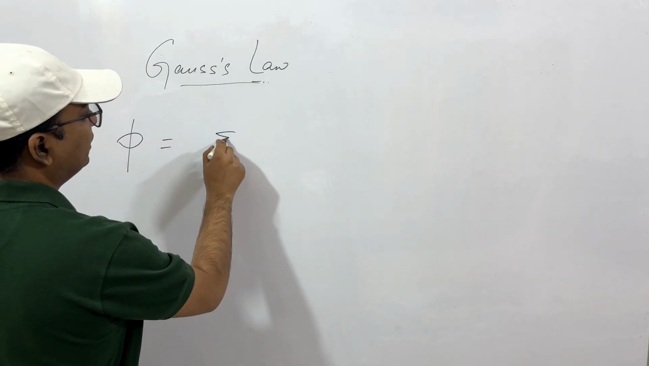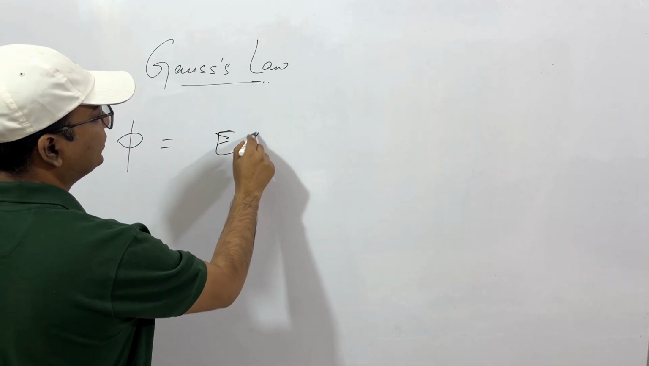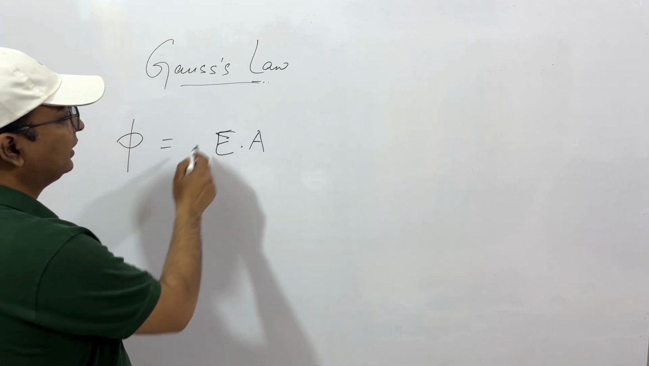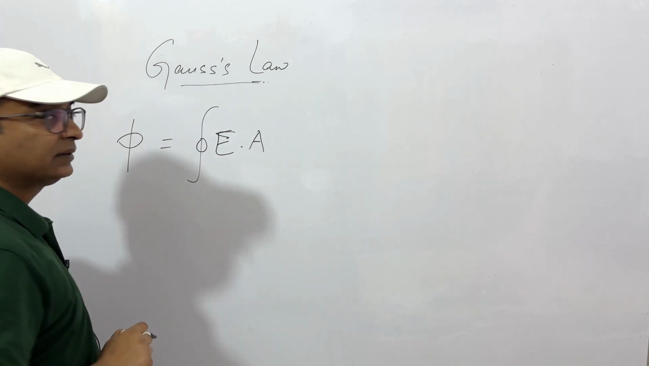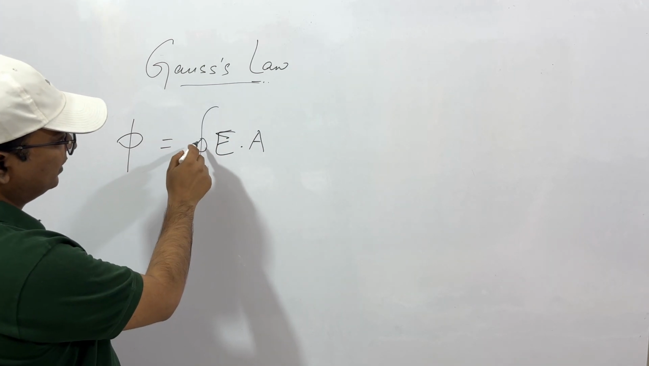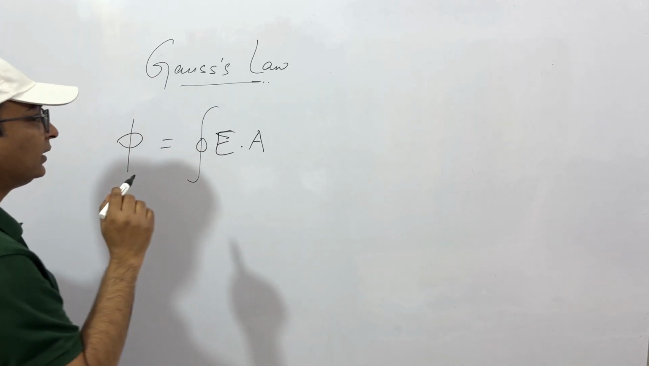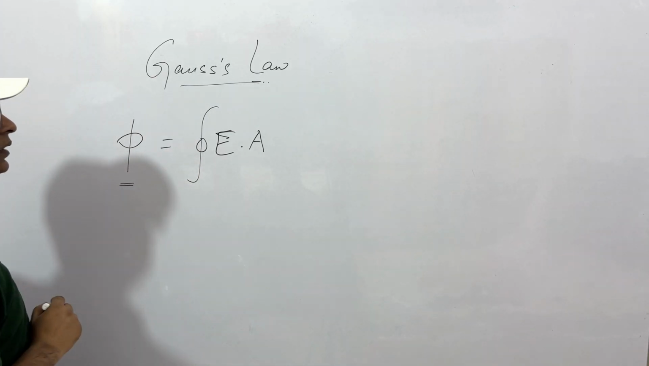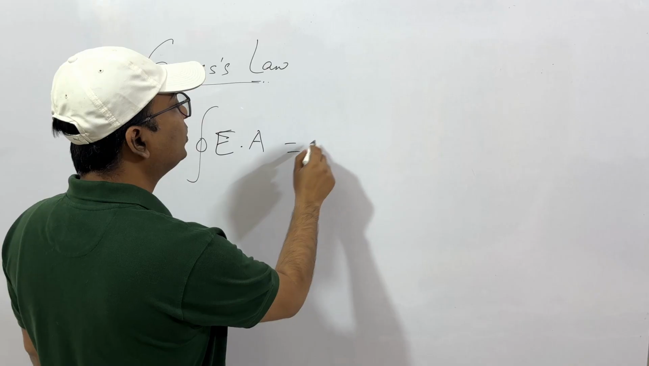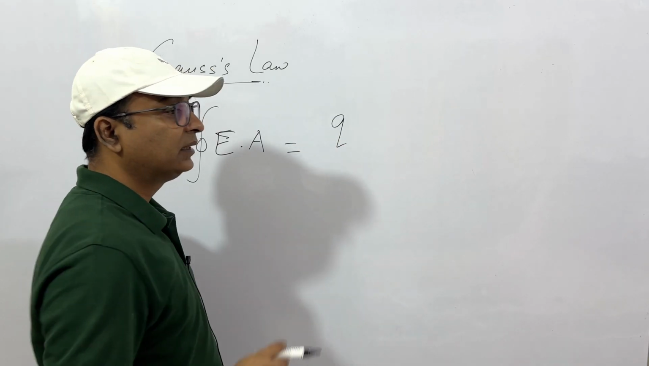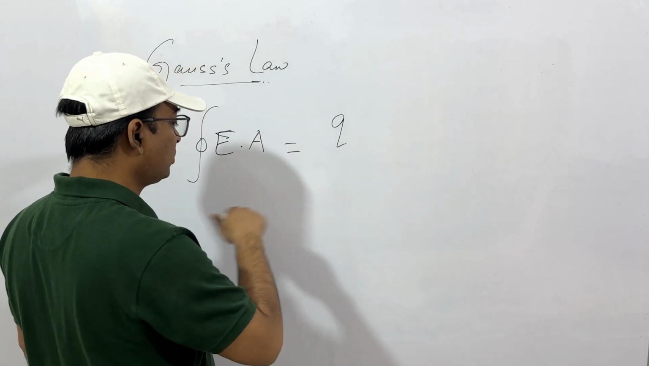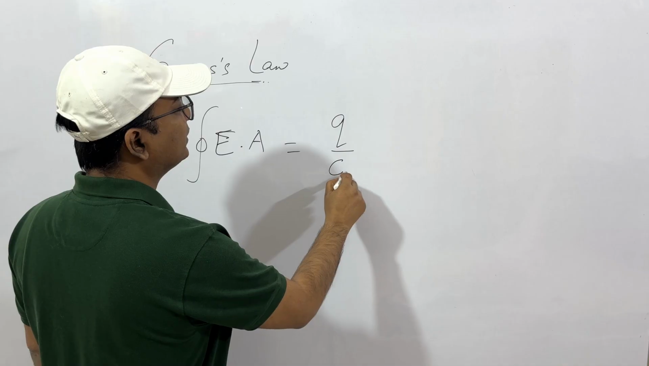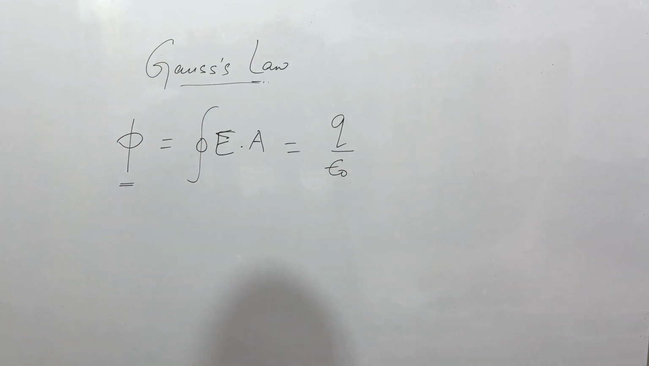You know, E dot A is flux. When it is a closed area, this will be a closed integral. So the closed integral of E dot A, the total electric flux through a closed surface, is equal to the total charge enclosed by this closed area, Q, divided by epsilon 0, the permittivity of space. This is Gauss's law.